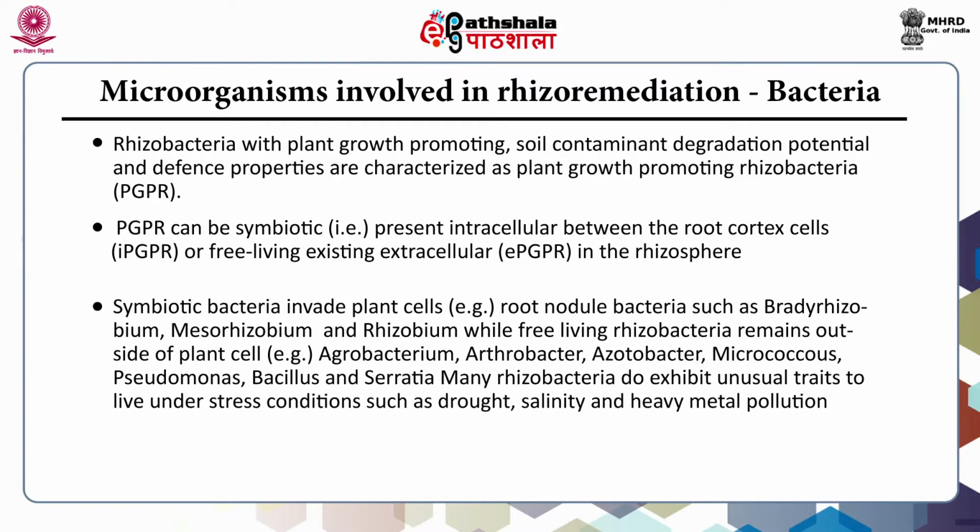Some examples of these bacteria are Bradyrhizobium, Mesorhizobium and Rhizobium. These are free-living rhizobacteria, I mean extracellular plant growth promoting rhizobacteria. Now, Agrobacterium, Arthrobacter, Acetobacter, Micrococcus, Pseudomonas, Bacillus and Serratia species, many rhizobacteria, do exhibit unusual characteristics to survive under stress conditions. The stress condition can be drought, salinity or heavy metal pollution.